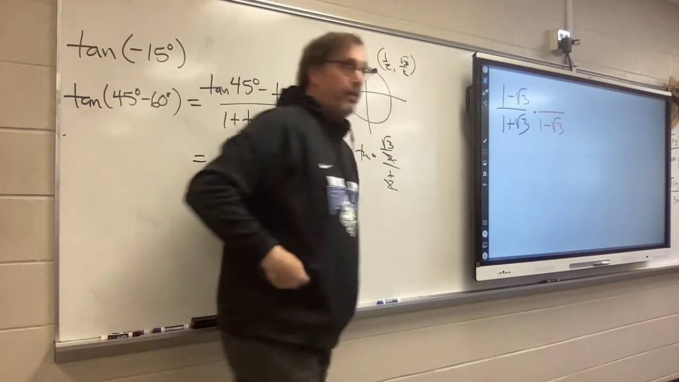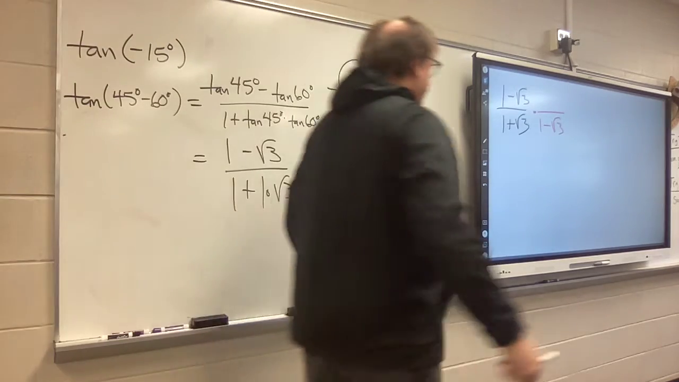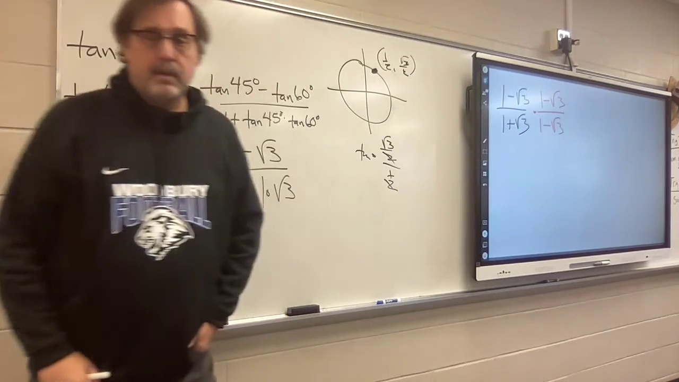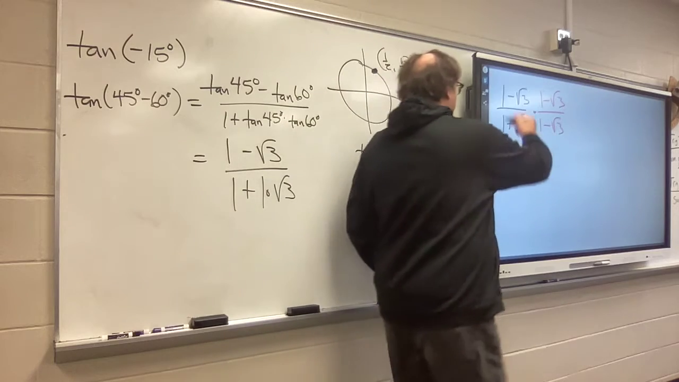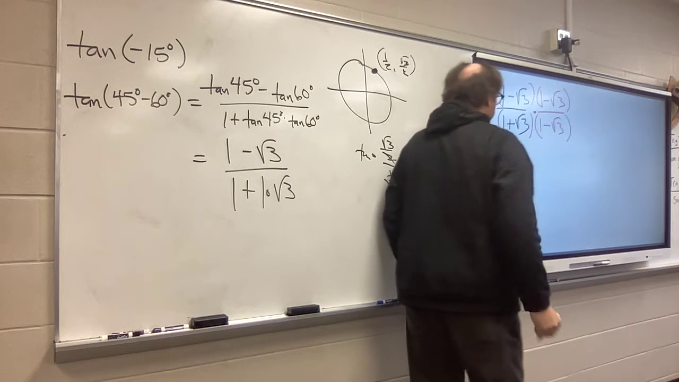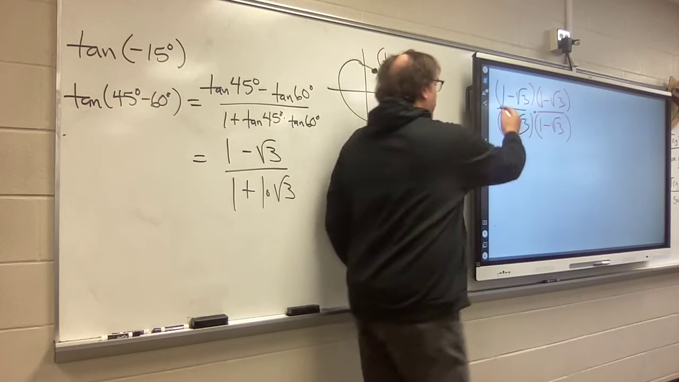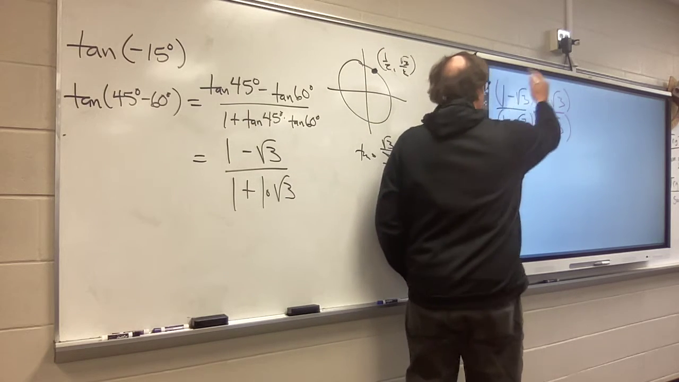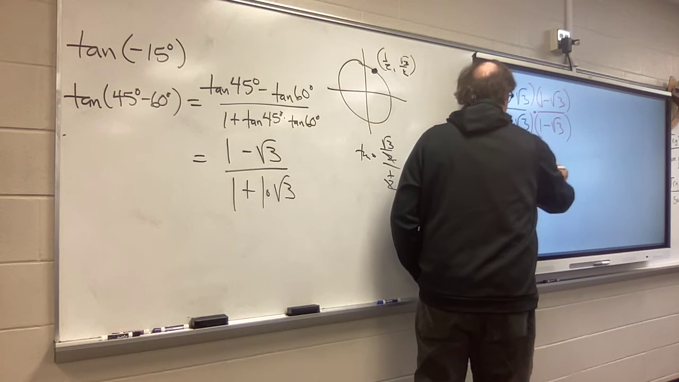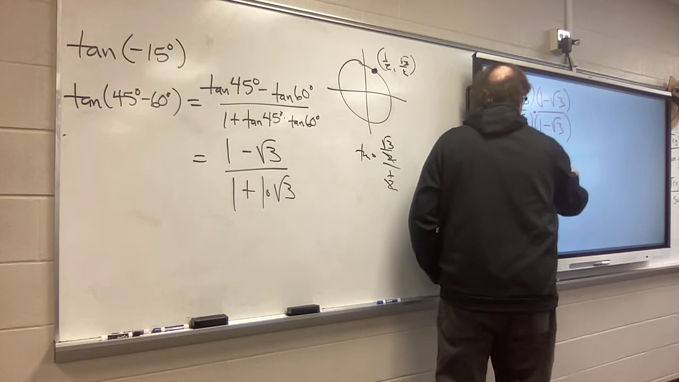If the denominator is 1 plus root 3, we use what's called the conjugate. We do 1 minus root 3. This also has to be 1 minus root 3. We are going to be doing a bunch of foiling. First, outside, inside, last. 1 times 1, that's easy. Outside, minus root 3. Inside, minus root 3. Last, negative times negative is positive. Root 3 times root 3 is 3.